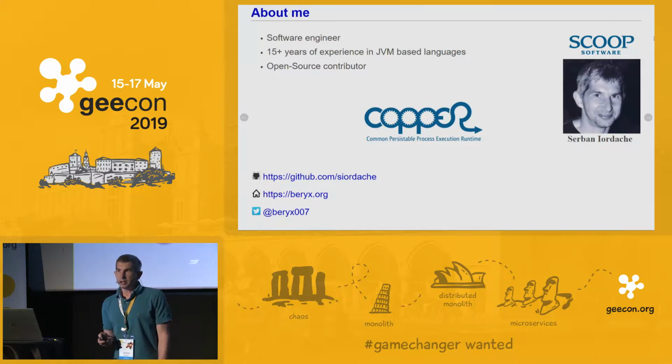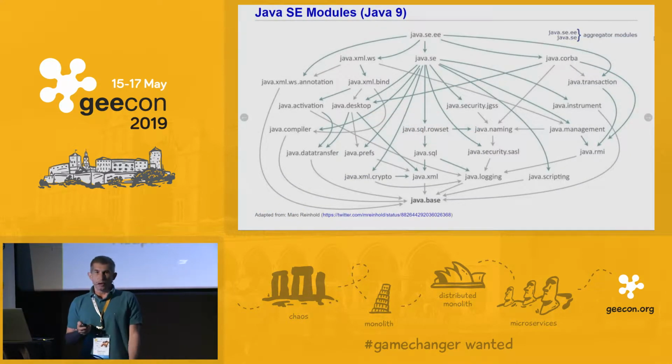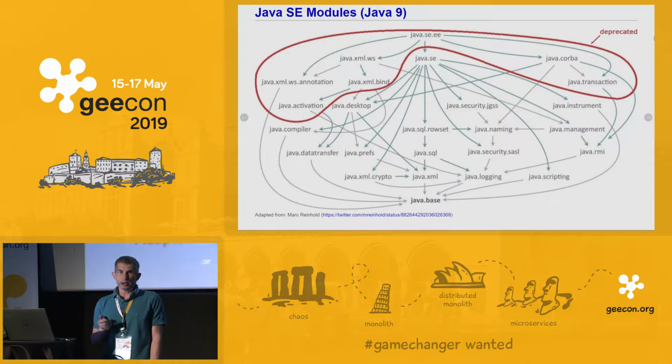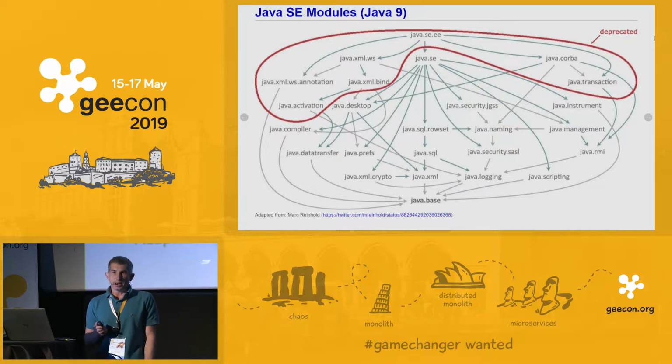Since Java 9, the JDK is no longer a monolith. It has been split into several modules, and here we can see the module graph of the Java 9 Standard Edition platform. At the top of this picture, there are several modules related to the Enterprise Edition, and because they don't really belong to the Standard Edition platform, they were marked as deprecated in Java 9, and they were removed in Java 11.